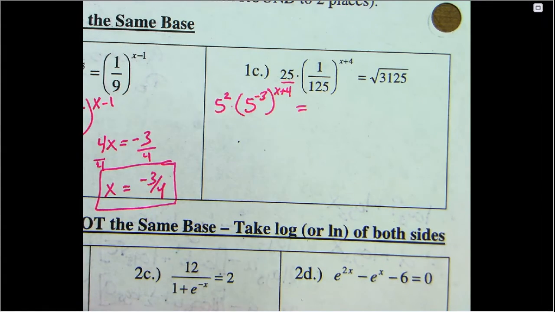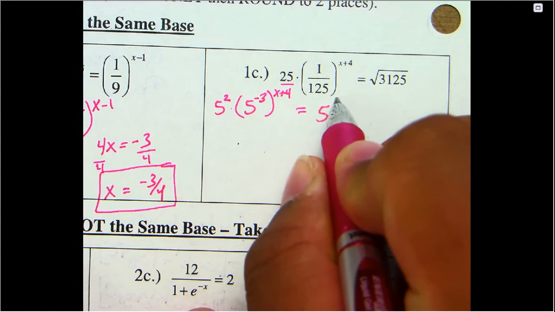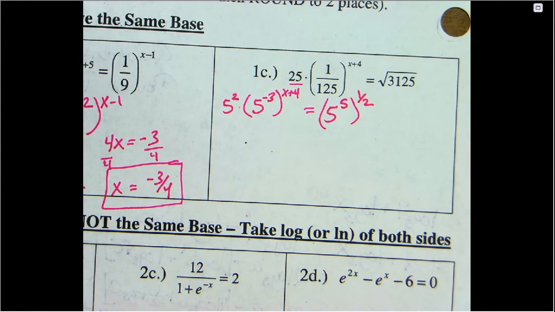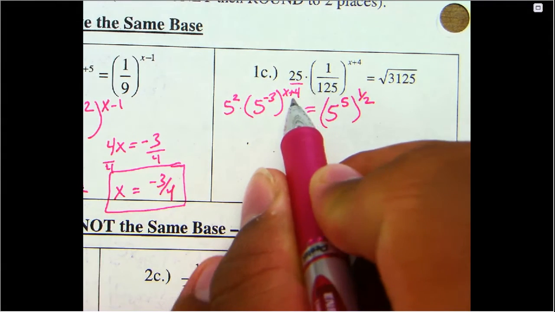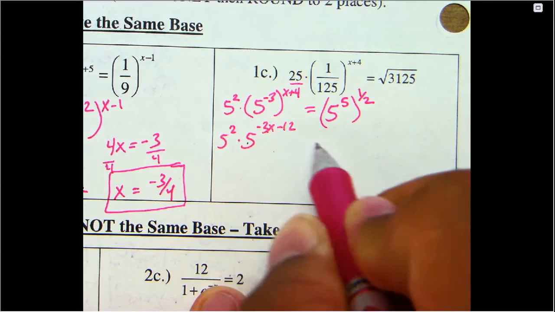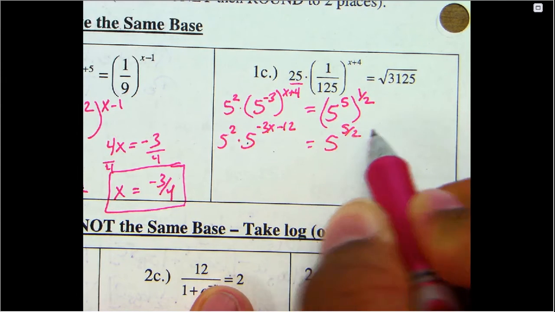Equals, well, what's the square root of 3125? I think you get a decimal answer. But what is 3125 in terms of a base of 5? 5 to the 5th. So that means we can take 5 to the 5th and raise it to the 1/2. And that's how we'll work with that. So now we have a bunch of exponents. Now we need to start combining everything that we can. So we'll distribute this negative 3 to the x plus 4, and change that to 5 to the 5/2.